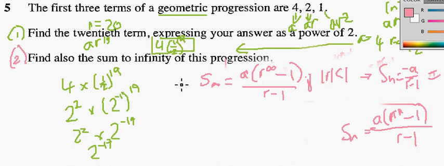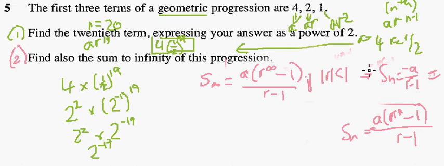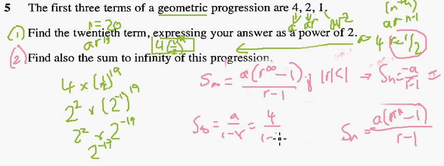Now we already worked out that r was a half from the first part. So in this case, our sum to infinite terms is a over 1 minus r, which is 4 over 1 minus a half, which is 4 over a half, which is 8. And that is the final answer. Apologies for the mess.